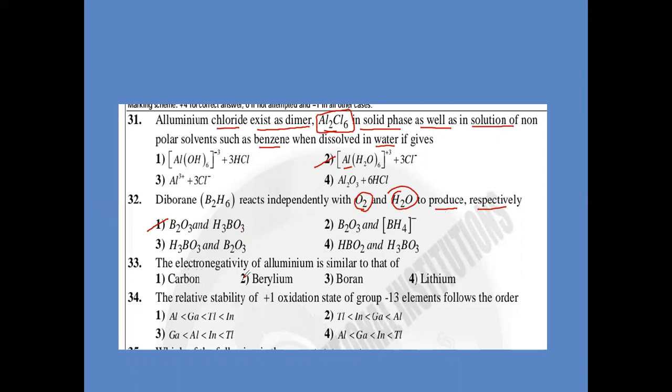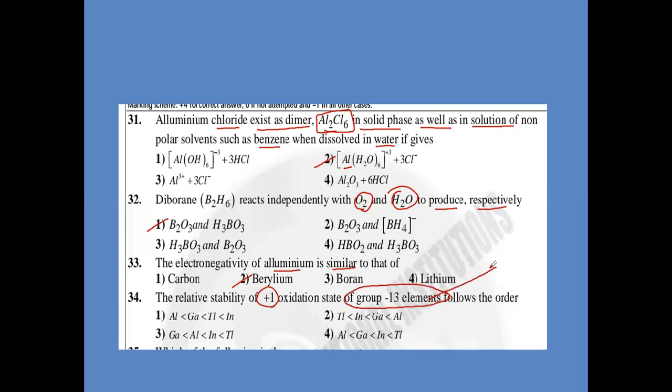Next one, the electronegativity of aluminium is similar to that of which element? Here beryllium and aluminium are diagonal pairs. These two elements will show a diagonal relationship. So beryllium of group 2 and aluminium of group 13 show a diagonal relationship, beryllium.